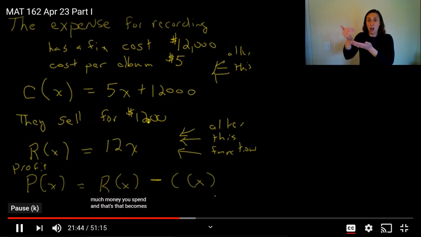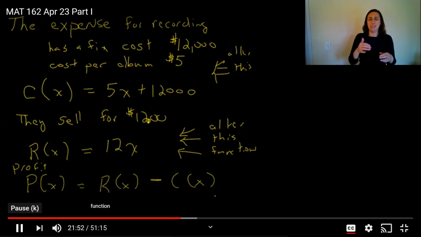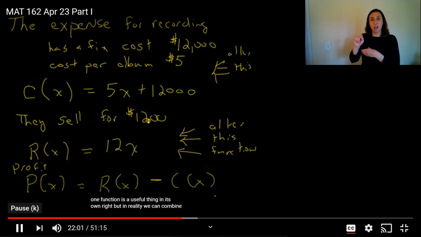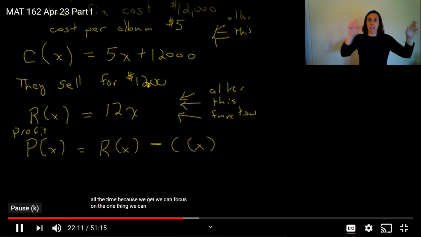And that becomes the nature of this thing. That's why we do these function algebras, is that the output of one function is a useful thing in its own right. But in reality, we can combine that output with the output of another function. We keep them as separate things. We don't build this big profit function all the time, because we can focus on the one thing. We can focus on the cost.